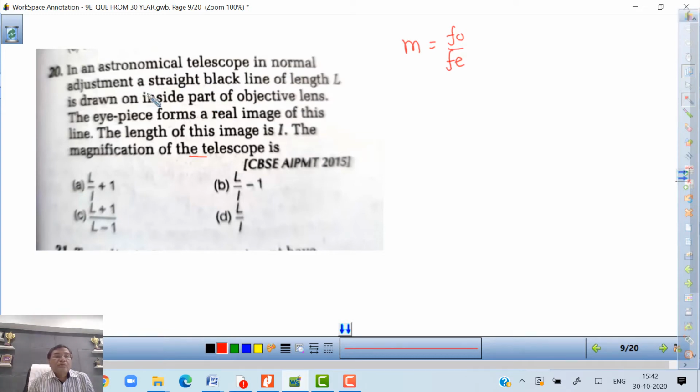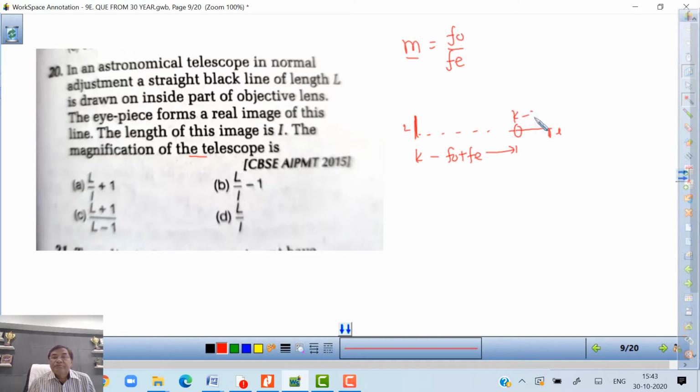In normal adjustment, a straight black line of length L is drawn on the inside part of the objective lens. The line of length L is drawn on the objective lens like this, and here the eyepiece comes, and because of that we get an image, that is small l. So what we have to find out is f upon f anyhow. Then I get the answer. Here we know the distance between this, fo plus fe.